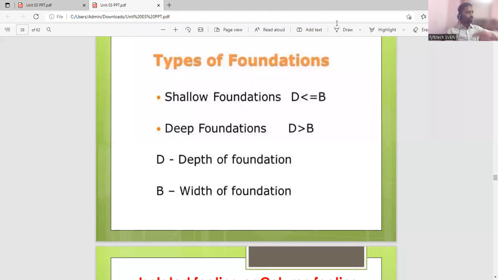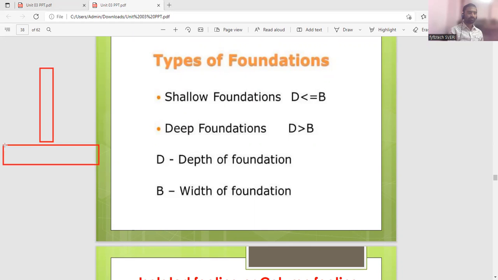So we have studied all the points from the substructure to the superstructure, but now we are studying the foundation in depth: how the foundation is provided and what the different types of foundations are. Basically there are two types of foundation. Just look at this one, I will explain this point. Now you have to tell me what this is.